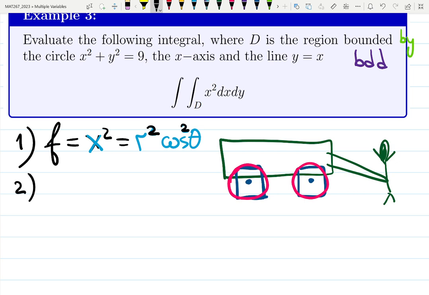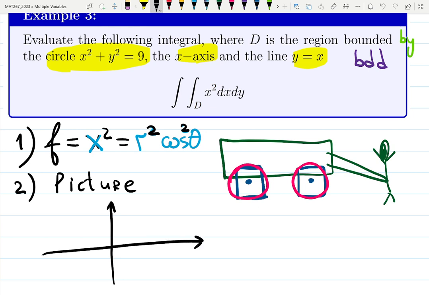Step 2, let's find limits of integration. Usually it is a graph. Let's do a picture. This time they told us it's a circle. And then we don't want the whole circle, or something is going on with the circle. X-axis, y equals x. What is happening here? No idea. So let's sketch that. The circle is x squared plus y squared equals 9. What radius is that? Center 0, 0, and radius 3.